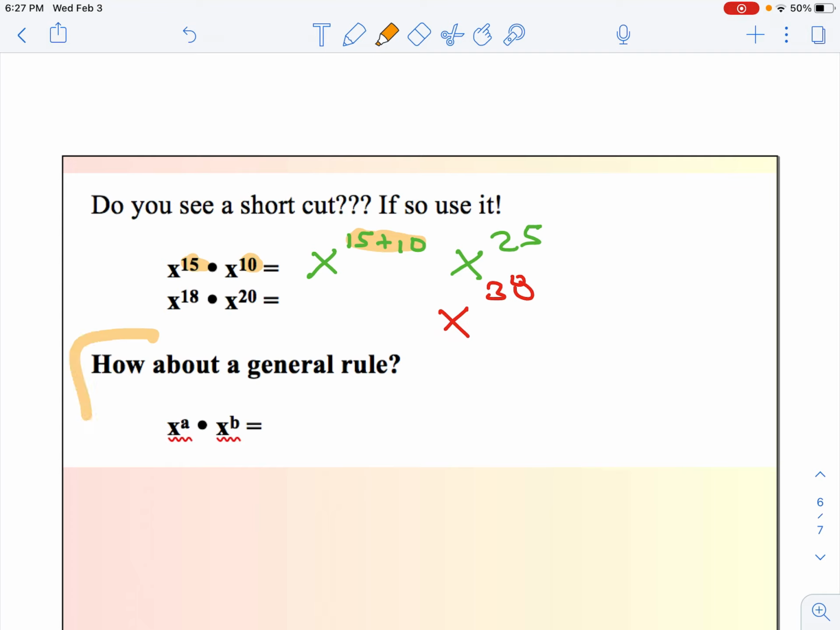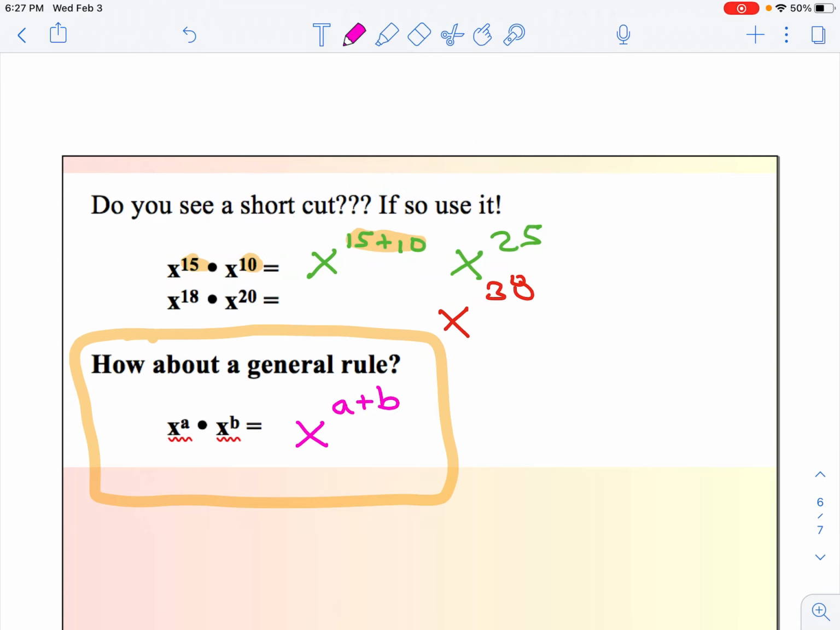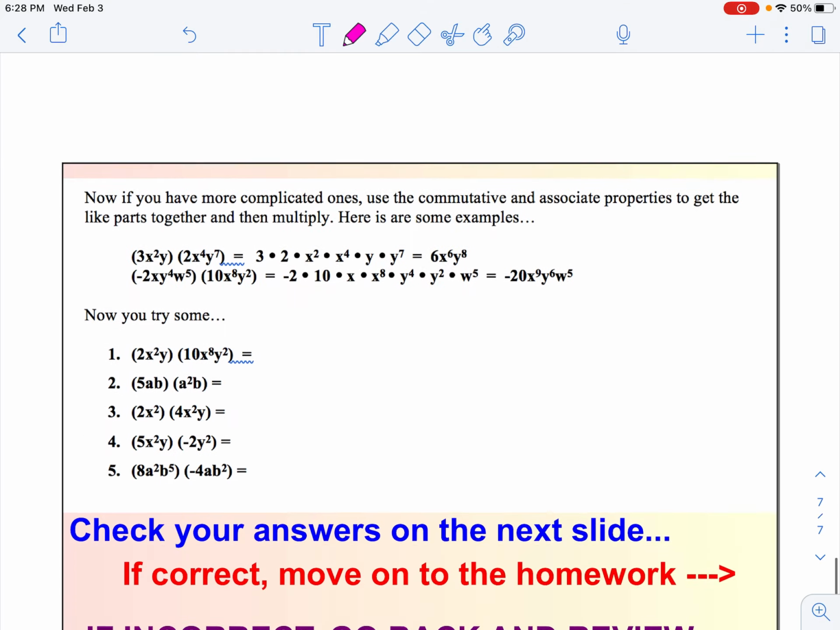So what is the general rule? The general rule is if you have x raised to the a power times x raised to the b power, then what you have is x to the a plus b power. And that is our general rule for multiplying powers that have the same base. So one of the keys to remember is that the x is the same variable, and the same variable is being raised to the power. So you are multiplying x a times, and then you're multiplying x b times for a total of x multiplied a plus b times.